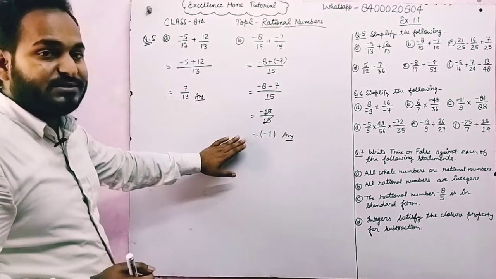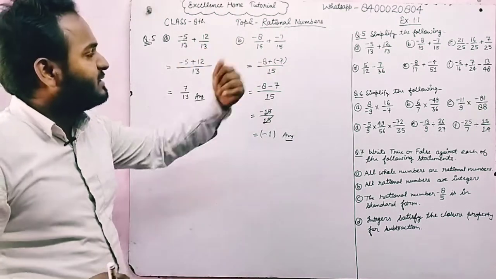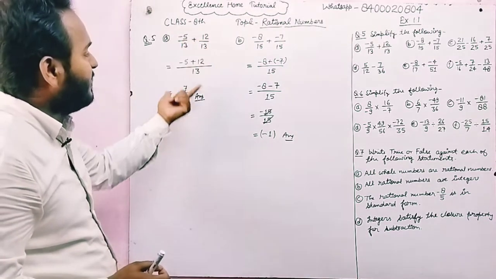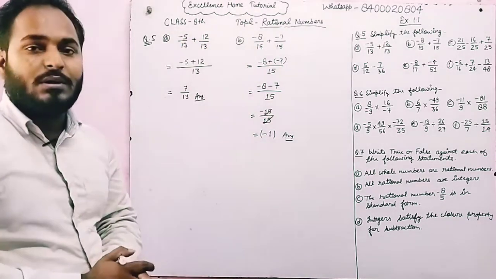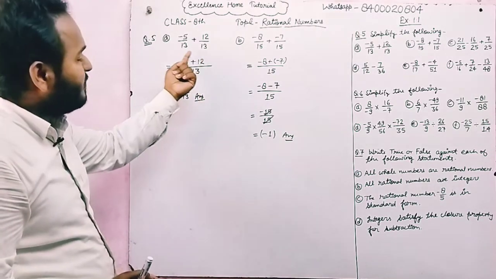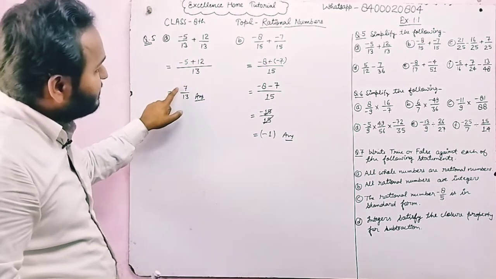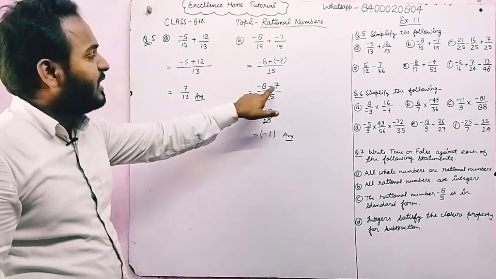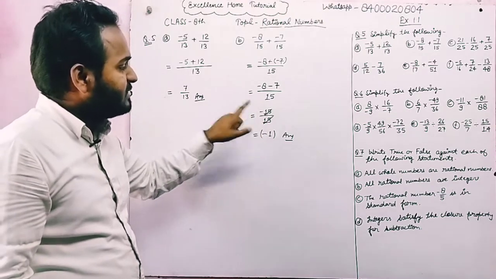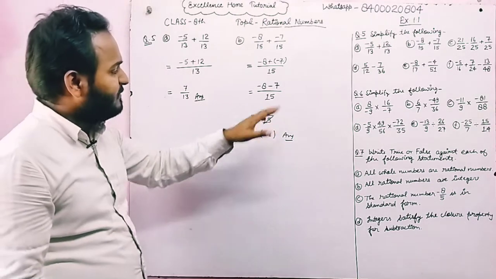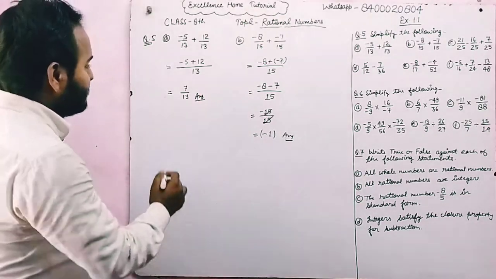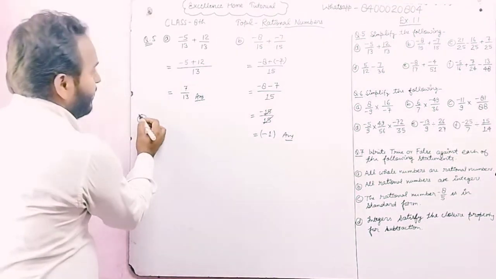In both questions the denominators are the same, and after the LCM we add the numerators. According to the rule, for opposite signs we subtract, taking the greater number minus the smaller number with the sign of the greater number, and for the same sign we add and apply the same sign, that is the minus sign. After that, cancelling 15 by 15, the result is minus 1. Moving on to section C, which is also similar to A and B.